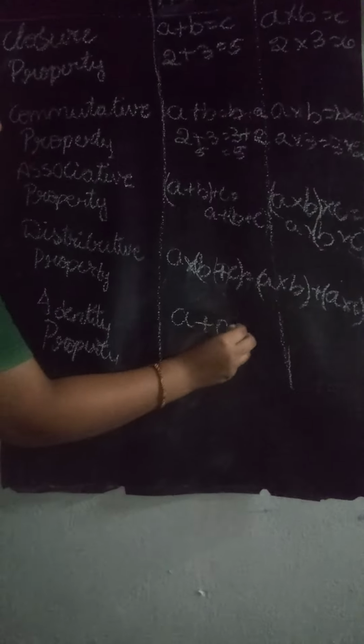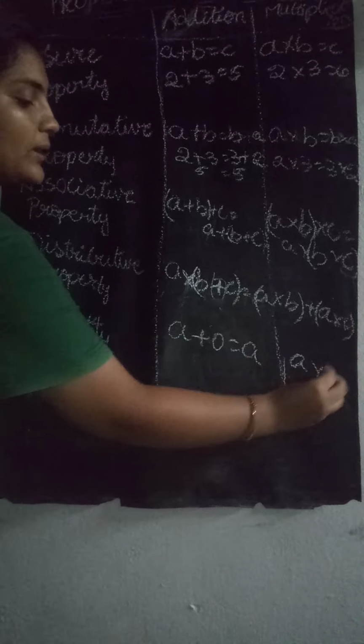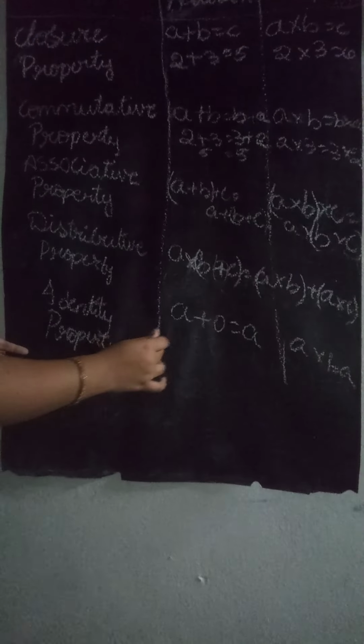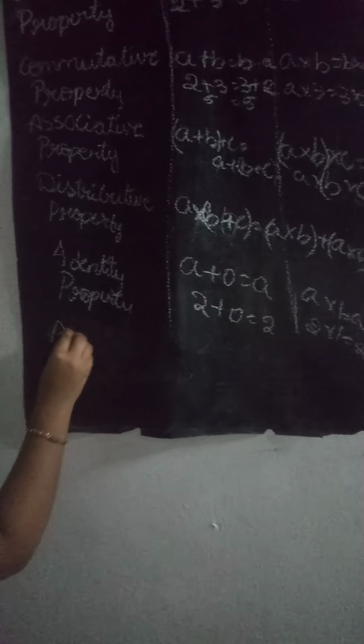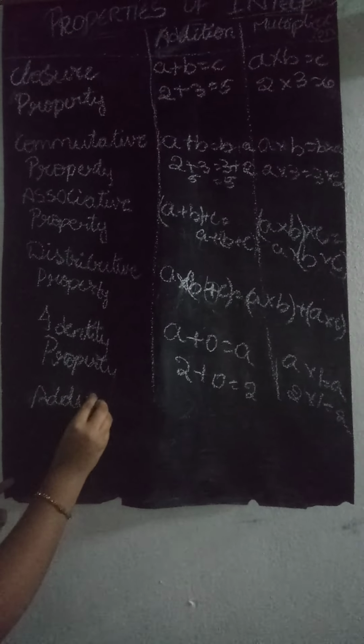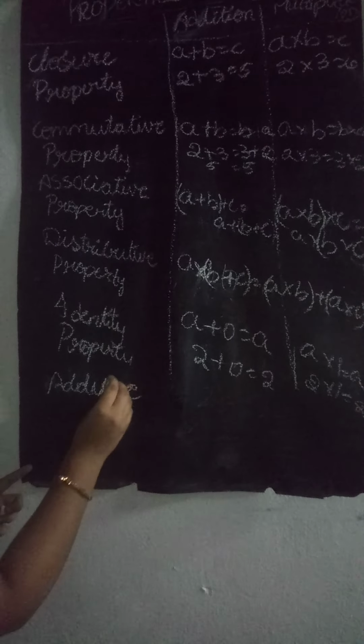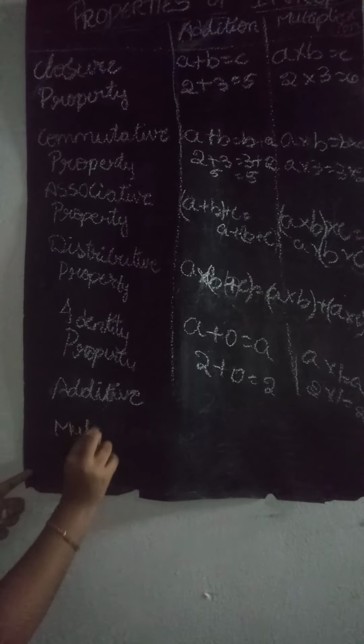Now coming to identity property, it is also an easy property. Identity property under addition is A plus 0 is equal to A. And under multiplication, A into 1 is equal to A. For example, 2 plus 0 is equal to 2, and 2 into 1 is also equal to 2. Okay, identity property. So now we have additive identity and multiplicative identity.